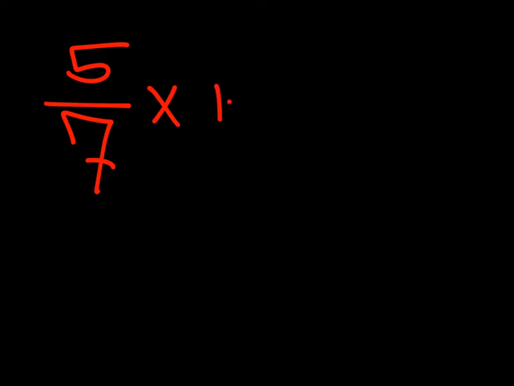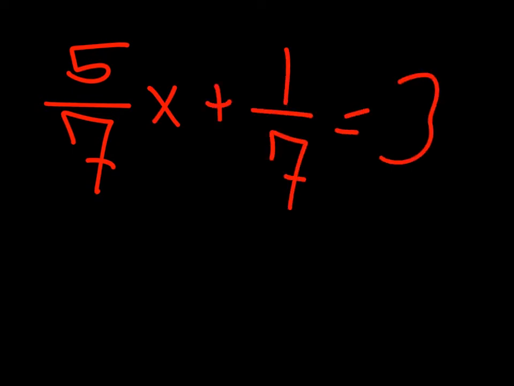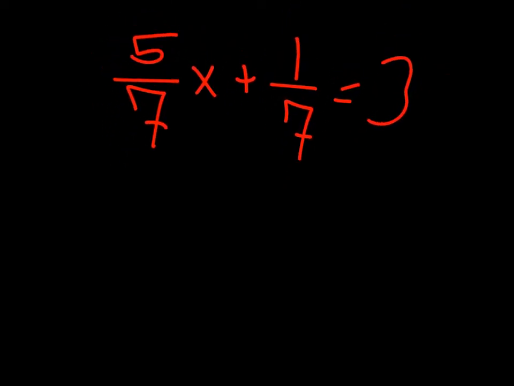Anyways, next one. Let's do another example. I'll do a hard one. Here we go. I want to do a fraction. 5 over 7x plus 1 over 7 equaling 3. All right, this is fun for me. Maybe not so much for you. But what we're going to do is this might be a 3-step problem, okay?